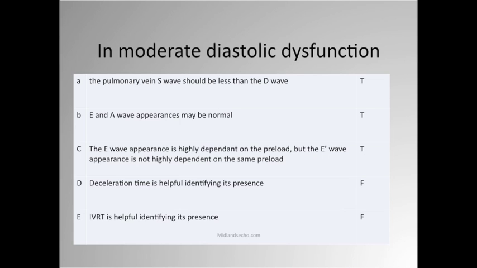Deceleration time is helpful in identifying the presence of diastolic dysfunction. That's false, because in fact the deceleration time in moderate diastolic dysfunction is the same as the normal. And IVRT is helpful in identifying its presence. That's false for the same reason. And you should know the deceleration times and the isovolumic relaxation times for different stages of diastolic function. You should know the numbers.